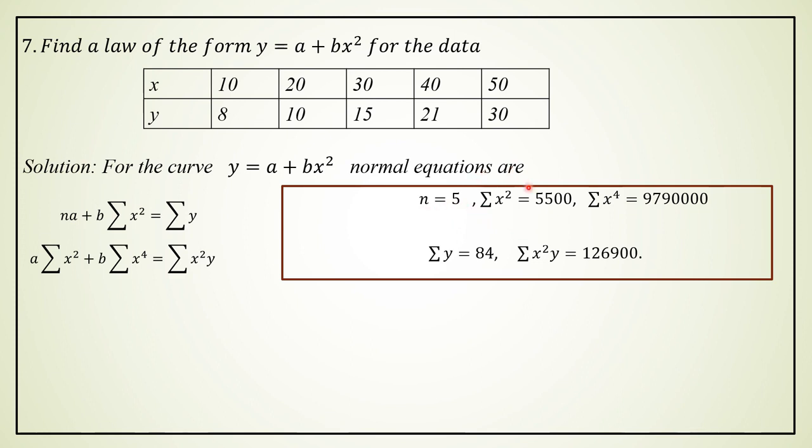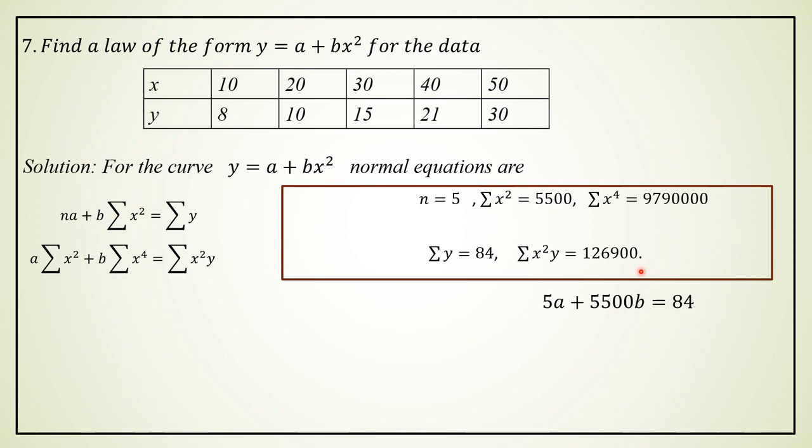Summation x square, sum of squares of x values, it is 5500. Summation of x to the power 4, it is 97 lakhs 90,000. Summation y, it is 84. Summation x square y is 1,26,900.